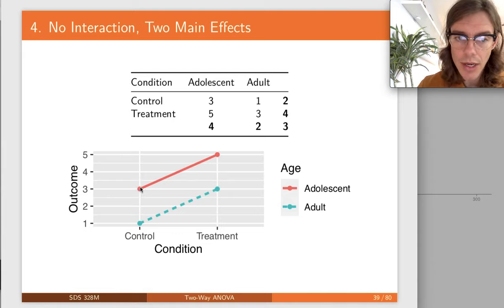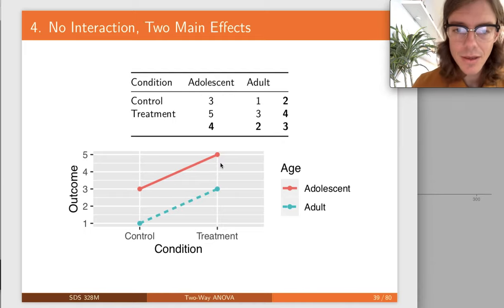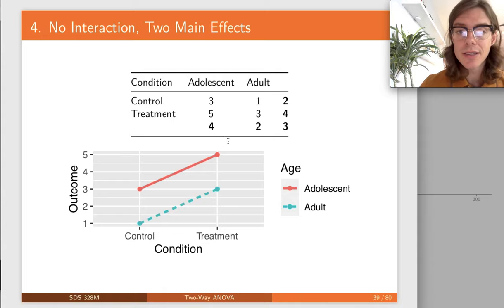Adolescents are 2 higher than adults in the control group. Adolescents are 2 higher than adults in the treatment group. There's no difference. So, 2 main effects. Your plot would look something like that.